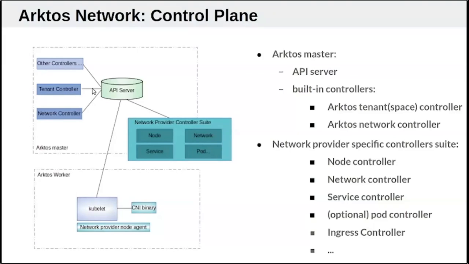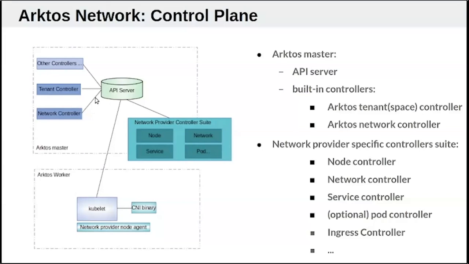Whenever a new tenant is created in the system, the tenant controller kicks in to ensure that there will be a default network object created for that tenant. Whenever a new network object is created in the system, the network controller kicks in to take action to create essential network infrastructure such as DNS.